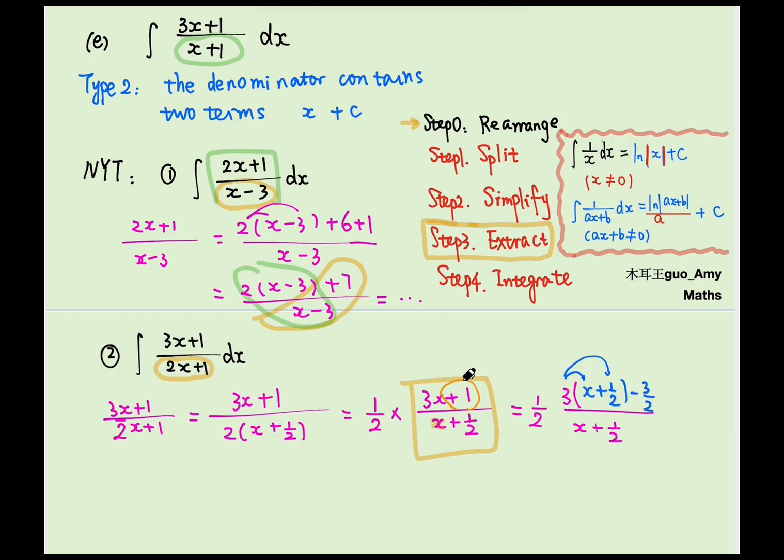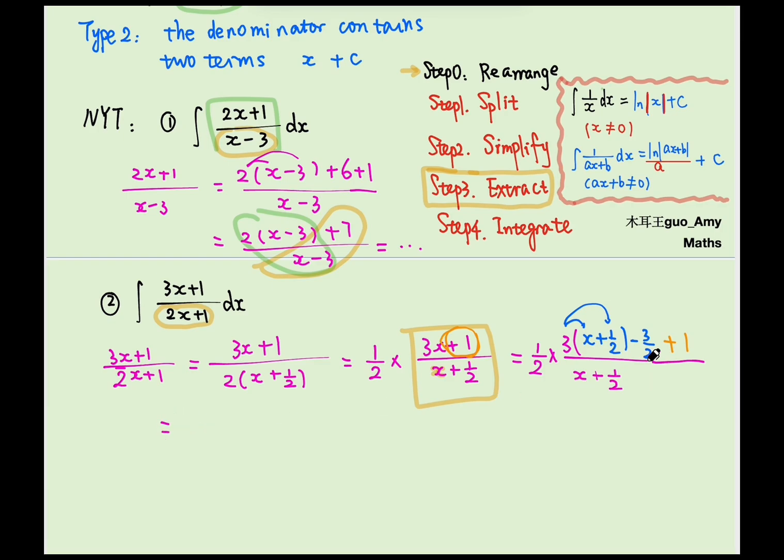Then for the original one, we will keep it here. Simplify this a little bit, then keep a half to the front. Then for the fraction part, we will have 3 times the brackets minus a half. The denominator is x plus a half. Then we start to split the fraction into 2 fractions with the same denominator. I will leave the remaining part to you.